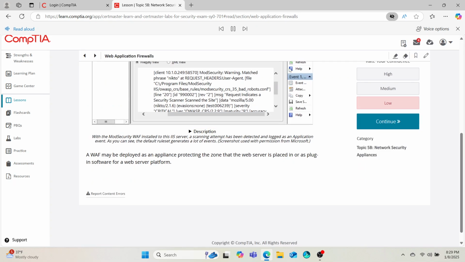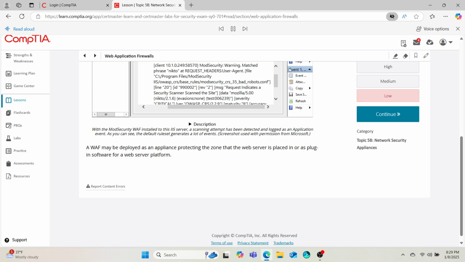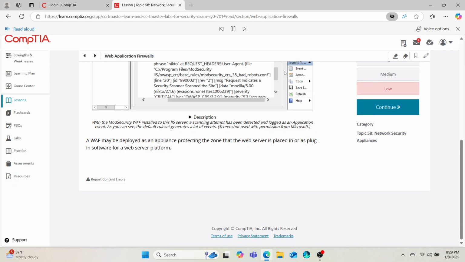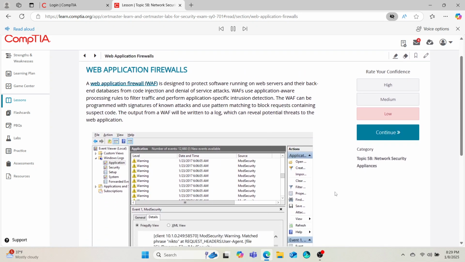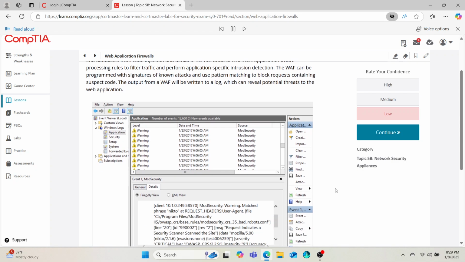Description. The sub-option Application under the Windows Logs is selected from the menu on the left. The right pane has two sections. The top section, titled Application, lists the number of events, 12,660. It lists the level, date and time, and source of the application in a tabular format. The bottom section, titled Event 1, ModSecurity, has two tabs, General and Details, with General selected. It has two radio buttons, Friendly View, selected, and XML View. A computer code is written below.